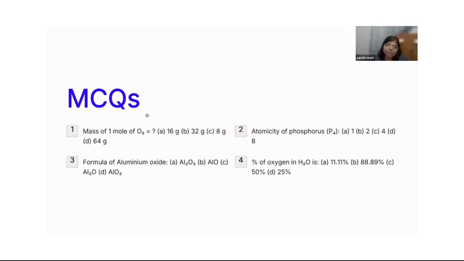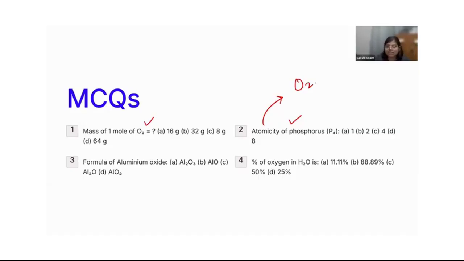So now we have come to the end of this class. Can you find out the mass of 1 mole of oxygen? Can you find out the atomicity of phosphorus? What is atomicity? Atomicity means, for oxygen, it is 2. So in the atmosphere, it is always O2.